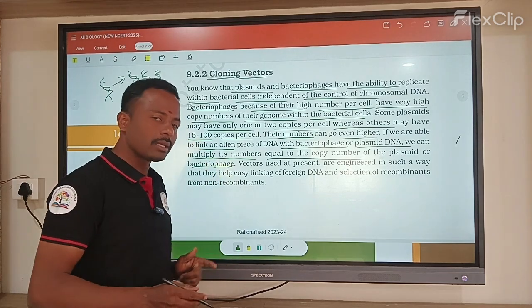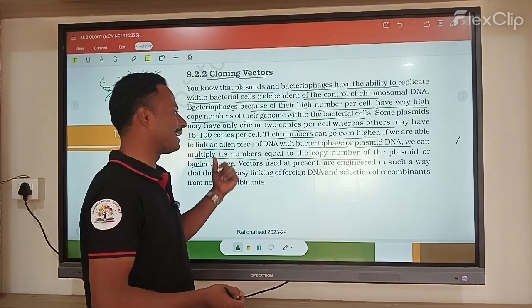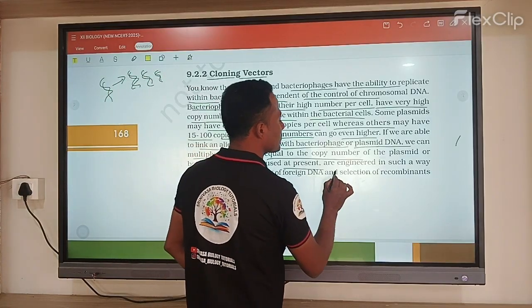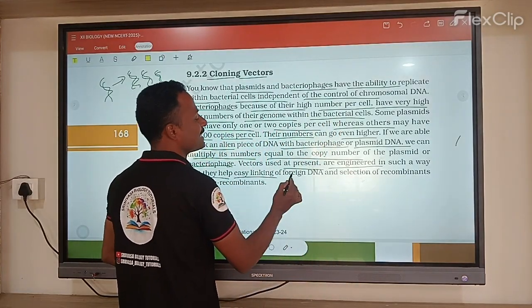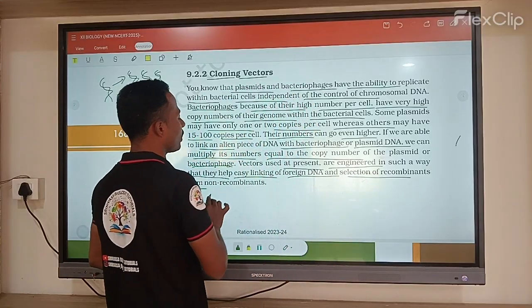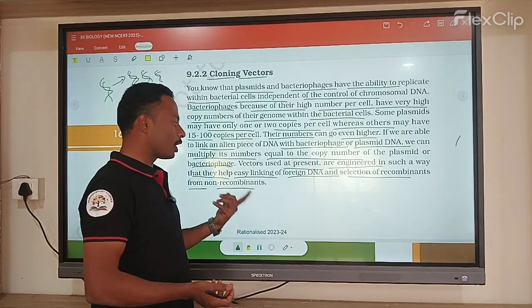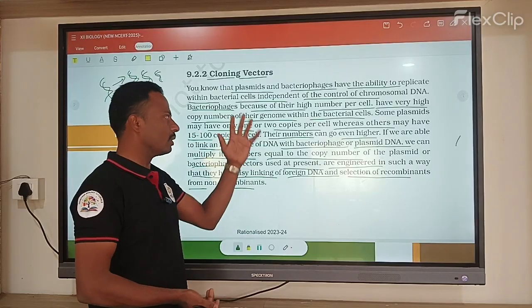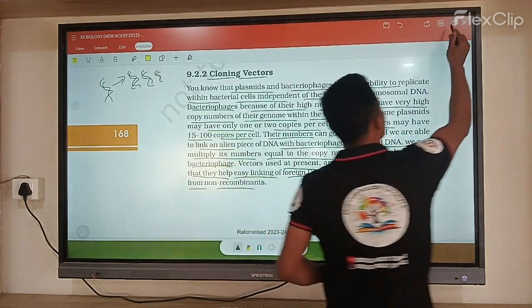So if we require one copy, it is produced in one. If you want multiple copies, it is easily produced in multiple copies. Vectors used at present are engineered in such a way that they help to easily link foreign DNA and to select recombinants from non-recombinants. Recombinant DNA molecules can easily be developed in this process only with vectors.